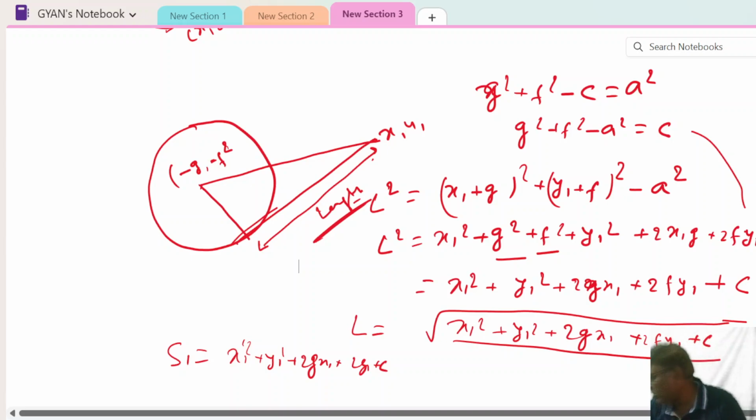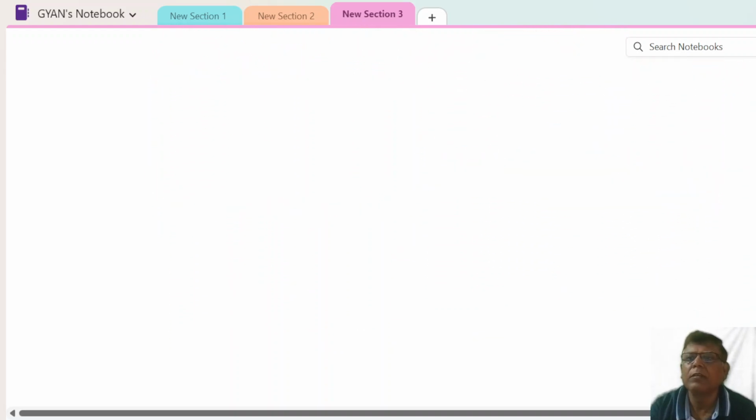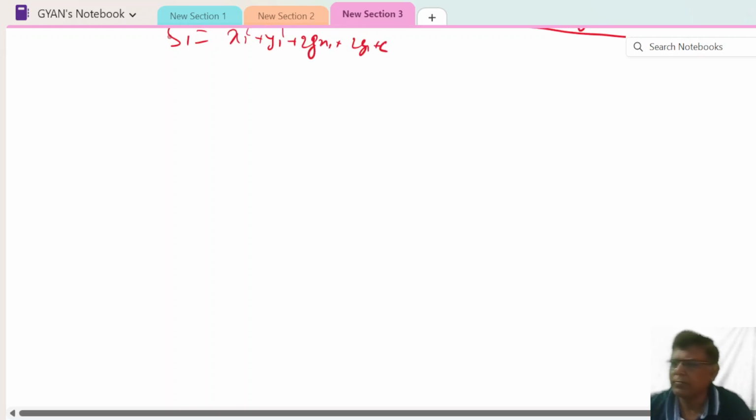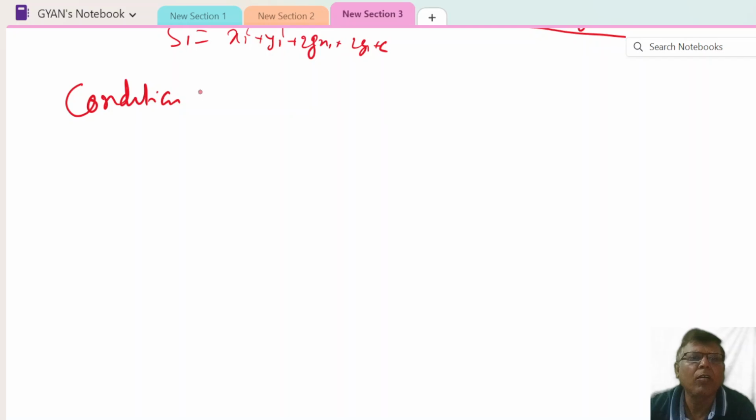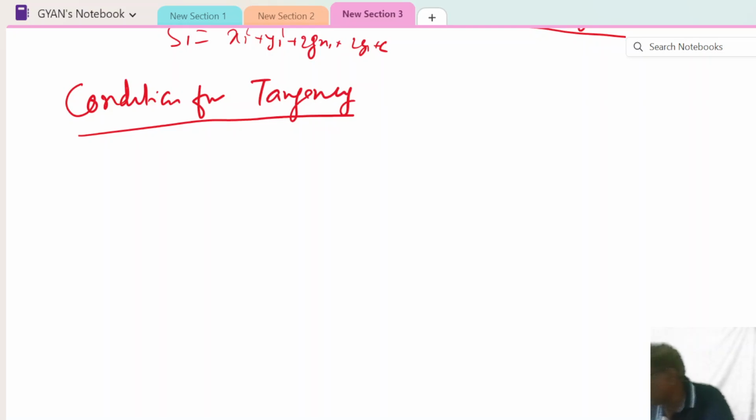So now come to the condition for tangency. What is the condition for tangency?